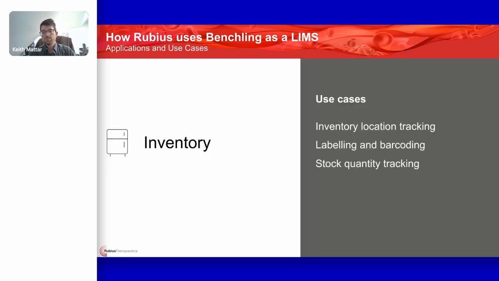So the inventory we use mainly for keeping track of our raw materials. Some examples are inventory location tracking, for example, which freezer and which shelf in which freezer is each raw material container in. We also use Benchling's labeling functionality to print labels onto all of our containers that have all the relevant metadata, as well as barcodes. We use the inventory for stock tracking, such as which reagents are running low and need to be replenished, and also which items are nearing their expiration dates and should be discarded.